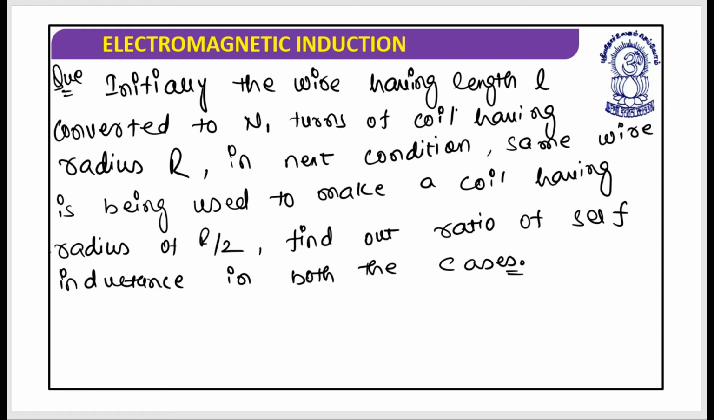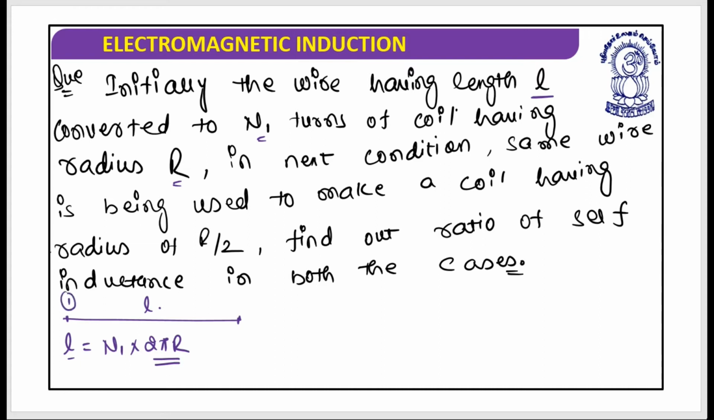So how will you do this? First, go through the data very carefully, and once you go through the data carefully, let me know what can be done. We have a wire having a length of L, and it is converted to N1 turns of coil having a radius of R. One turn would require a length of 2 pi R, and this is converted into N1 number of turns. So L is equal to N1 into 2 pi R.